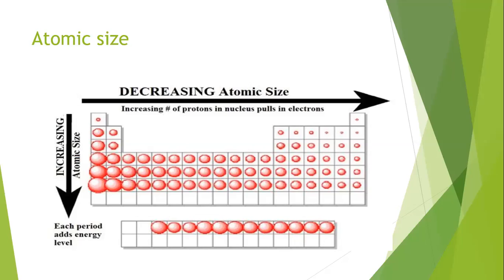Mostly this question is asked by the examiner in exams: write down the trend of atomic size or atomic radius in periods or in groups. So you have to answer that along the period atomic radius decreases because the number of shells remains the same but the number of electrons is increasing, and atomic size increases down the group because the number of shells is increasing. This is our today's topic.